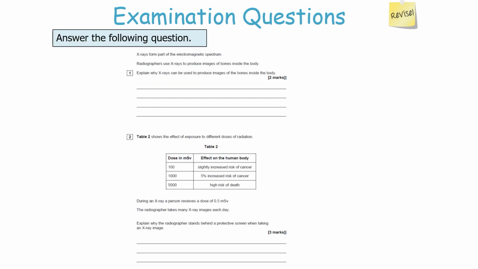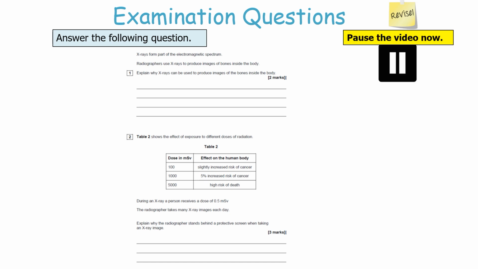Our next question says, X-rays form part of the electromagnetic spectrum. Radiographers use X-rays to produce images of bones inside the body. Explain why X-rays can be used to produce images of the bones inside the body. Now table 2 shows the effect of exposure to different doses of radiation. During an X-ray, a person receives a dose of 0.5 millisieverts. The radiographer takes many X-ray images each day. Explain why the radiographer stands behind a protective screen when taking an X-ray image. So pause the video now, then unpause the video when you want to go through your answer.